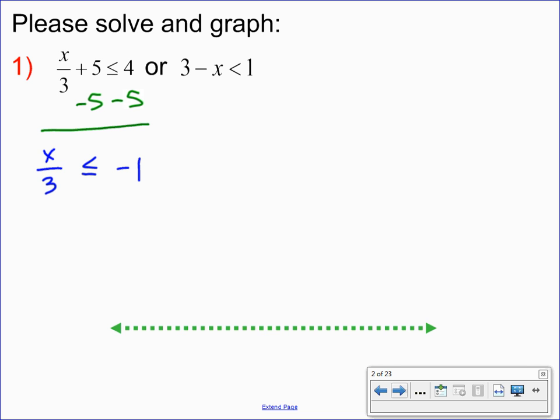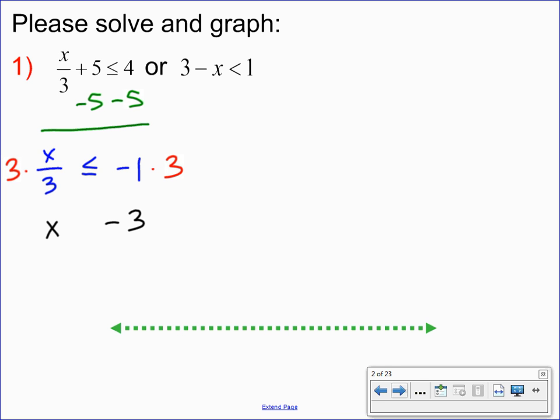We'll go ahead and solve for x in one last inverse operation. It looks like we'll multiply both sides by 3. Multiplying by 3, we'll get my x alone. And negative 1 times 3 is negative 3. The only question is, what about the symbol? Do we have to reverse the direction?